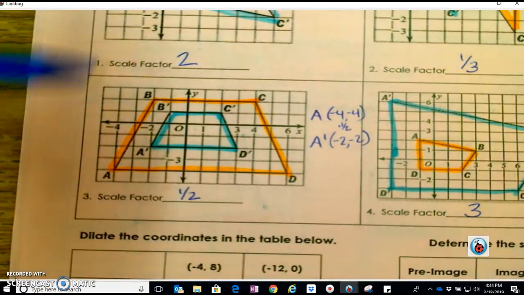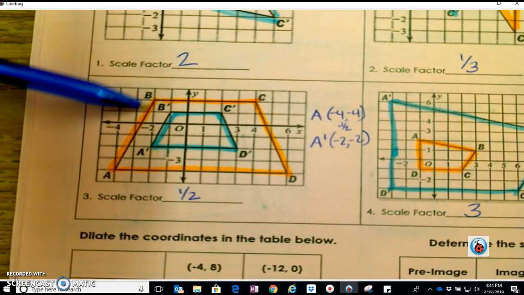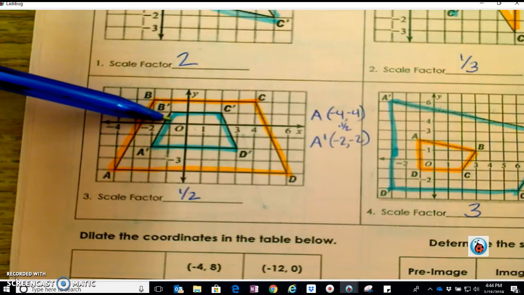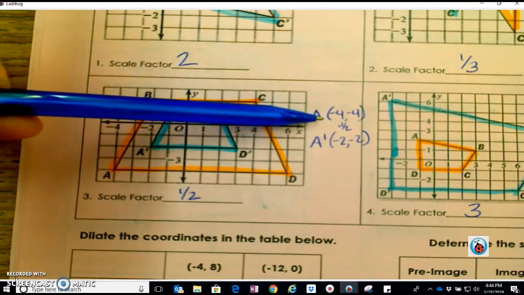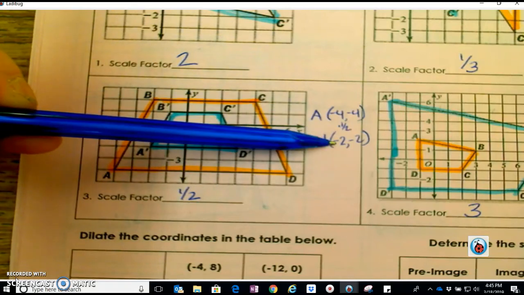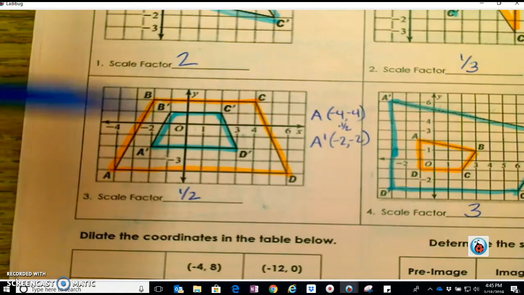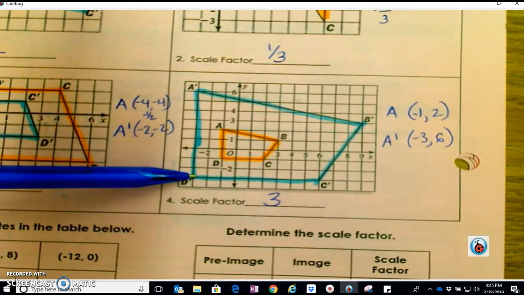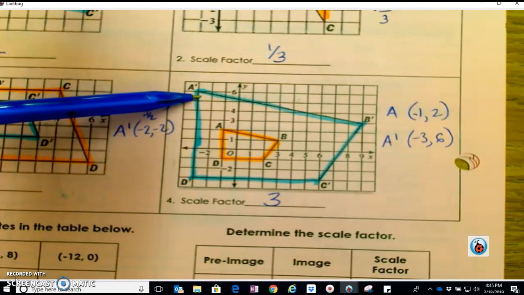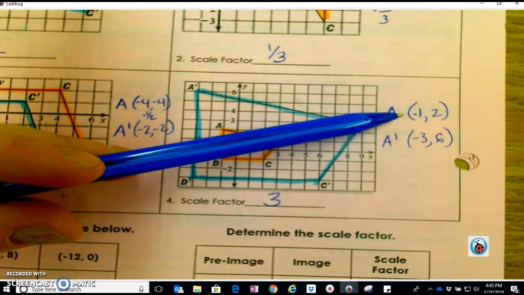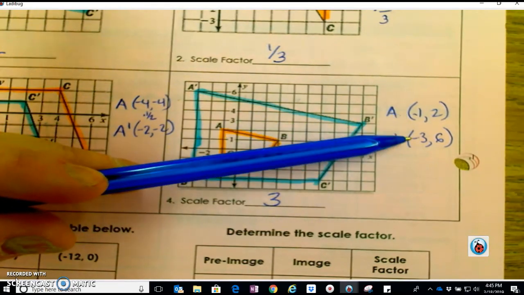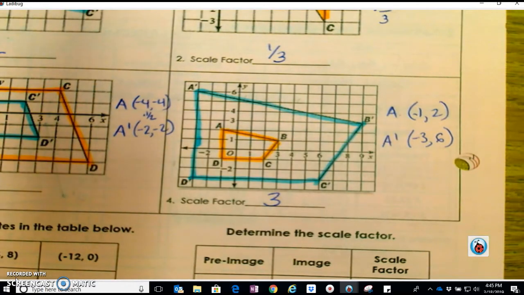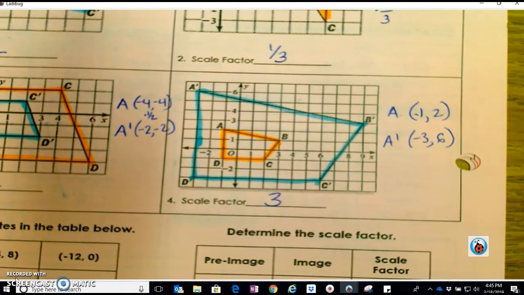Alrighty, here's number 3 and number 4. All right, so the orange was my pre-image. I started with a larger shape and I went smaller. So that means that my scale factor had to be less than 1 whole. And you can see that here are my coordinates for A, and I could see that I multiplied it by 1/2. Alrighty. And for number 4, my pre-image was a smaller one, and I enlarged it to be the blue shape. And we see here that this was my beginning coordinate, this was my new coordinate, so I multiplied those by 3, and that was my scale factor.